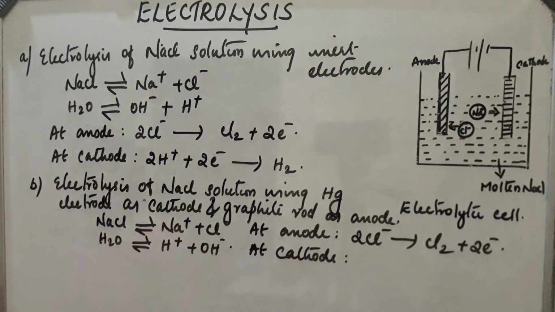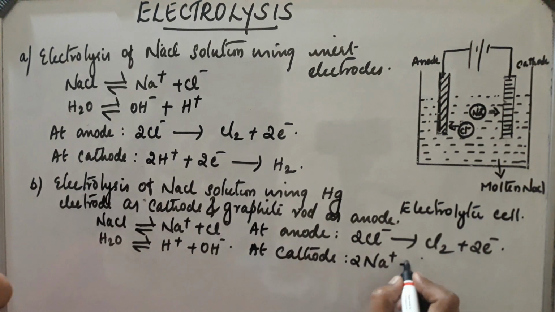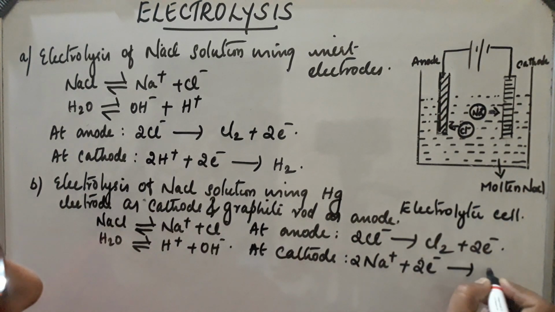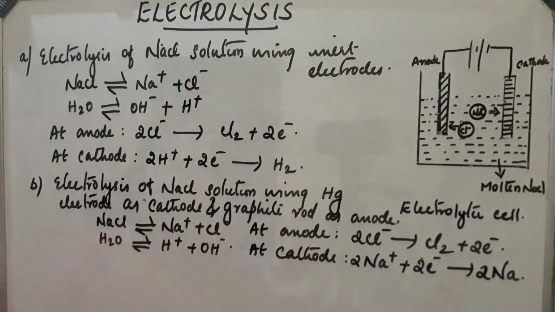At the cathode, instead of H+, Na+ gets discharged, because the discharge potential of Na+ is less. So less energy is required than for H+ towards mercury. If we are using a mercury electrode as cathode, Na+ requires less energy to discharge. So here Na+ gets discharged, and these 2 electrons are added and form 2Na. Sodium metal is obtained at the cathode.